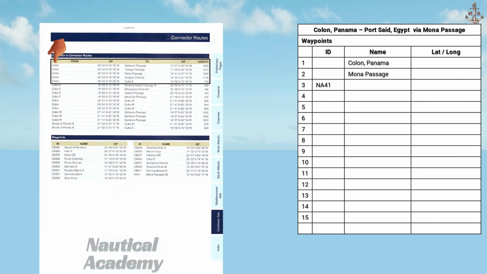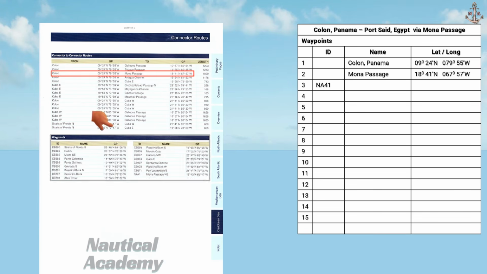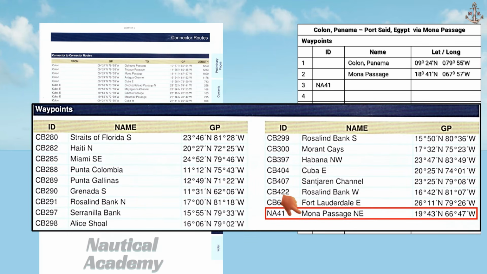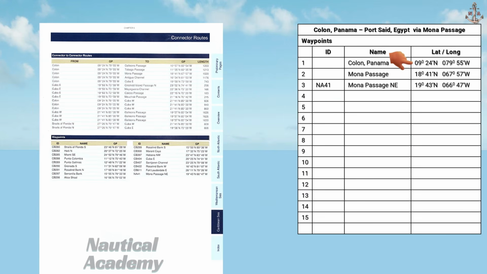Here we can see the geographical position of Colón with routes leading to different connectors. From Colón, the next waypoint is Mona Passage, so we take this coordinate. We then take the coordinates of the waypoint with ID November Alpha 41, with waypoint name Mona Passage Northeast. We now have the list of waypoints for our route within the Caribbean Sea.